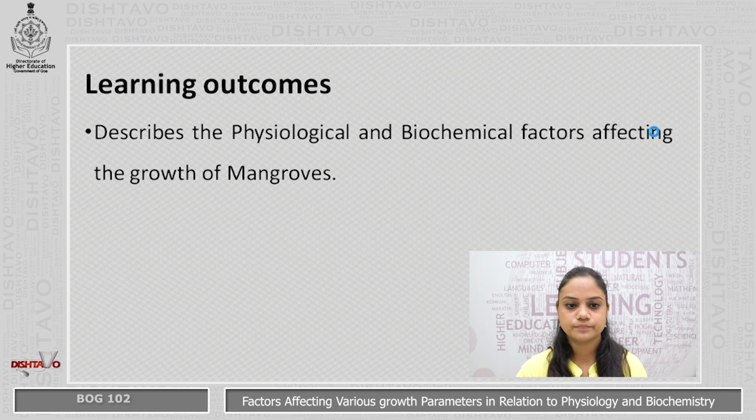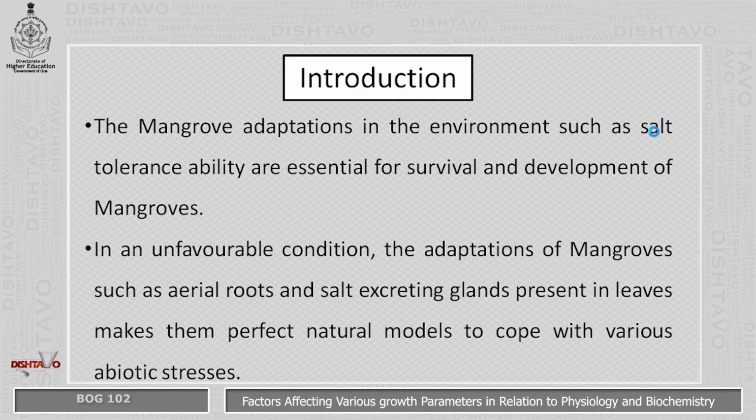of mangroves. Coming to the introduction, the mangrove adaptations to the environment, such as salt tolerance ability, are essential for survival and development of mangroves. In unfavorable conditions, the adaptations of mangroves, such as aerial roots and salt excreting glands present in leaves, make them perfect natural models to cope with various abiotic stresses.